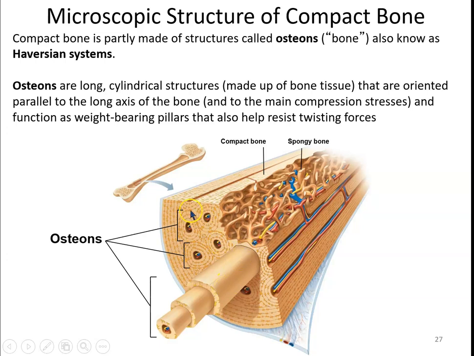So when you see this circular stuff, that's an osteon or Haversian system, and here the artist has drawn it as if you could pull it out and separate the layers from each other. So you can see that.